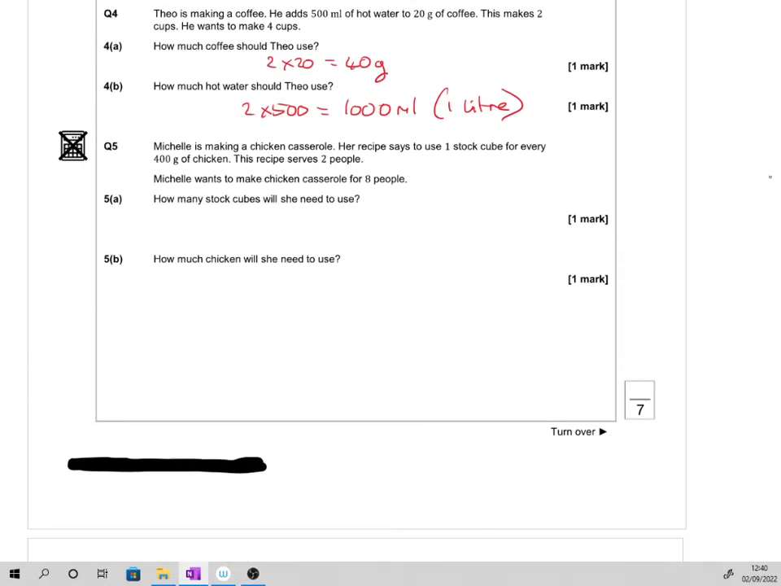Let's go back. Michelle is making a chicken casserole. Her recipe says to use 1 stock cube for every 400 grams of chicken. This serves 2 people. Michelle wants to make chicken casserole for 8 people. Right, so 8 people divided by 2 people is 4 times as much. So stock cubes, 4 times 1, which equals 4 cubes. And chicken, 4 times 400, which equals 1600 grams of chicken.